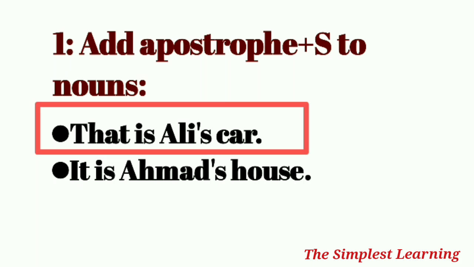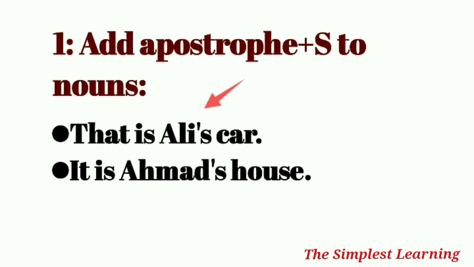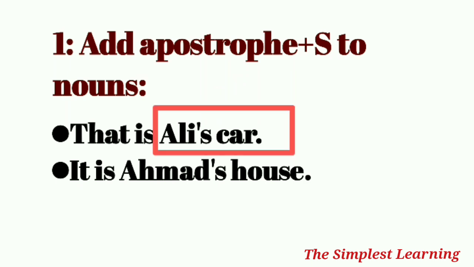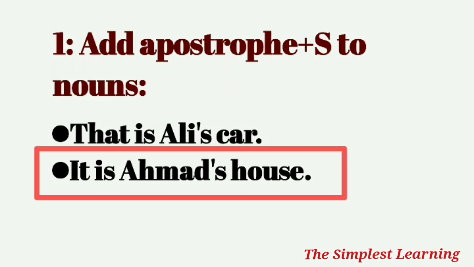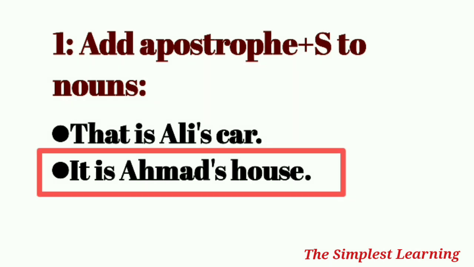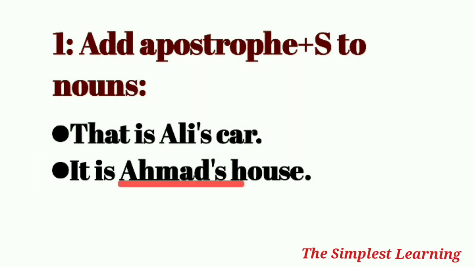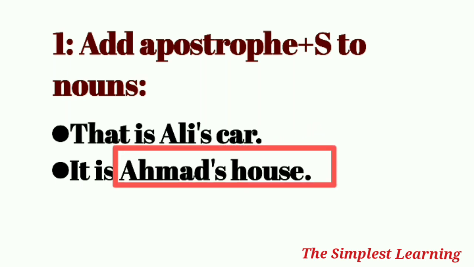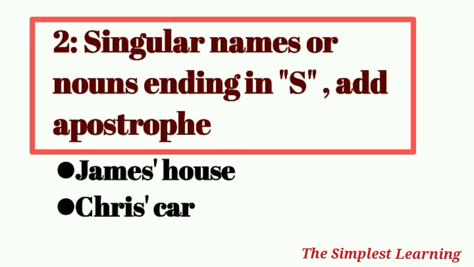Look at this example, that is Ali's car. We have added an apostrophe and the letter S to the noun. Now it shows the relationship of possession between Ali and the car. This is another example. It is Ahmad's house. Now we have added apostrophe S to the noun. It means that Ahmad is the owner of the house.